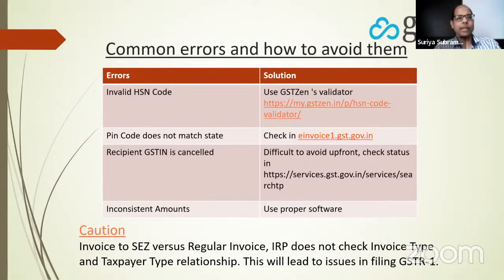So here are some common errors that we have seen people face. These are invalid HSN codes. Please use the validator. Or the PIN code does not match the state. For example, the taxpayer state will be Karnataka, but the PIN code will say Maharashtra. The portal will not allow these things.